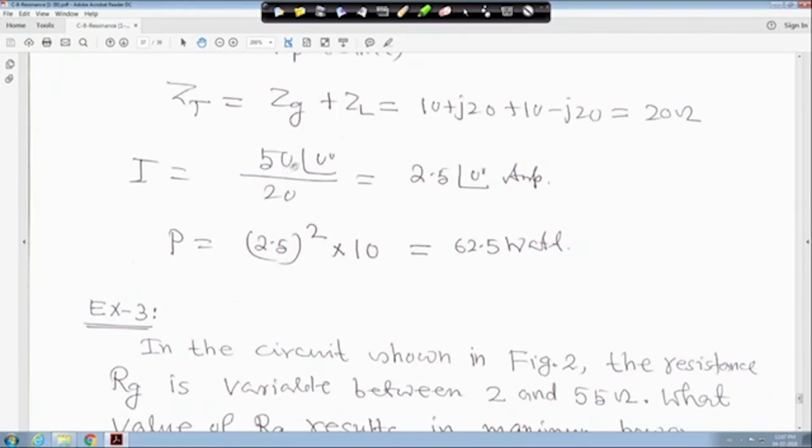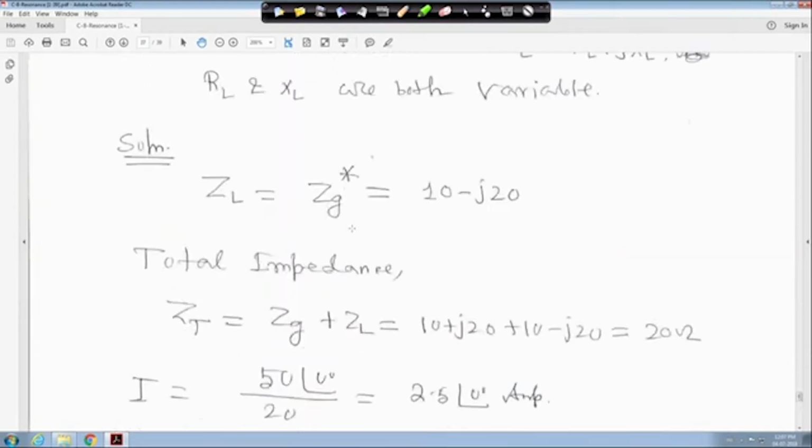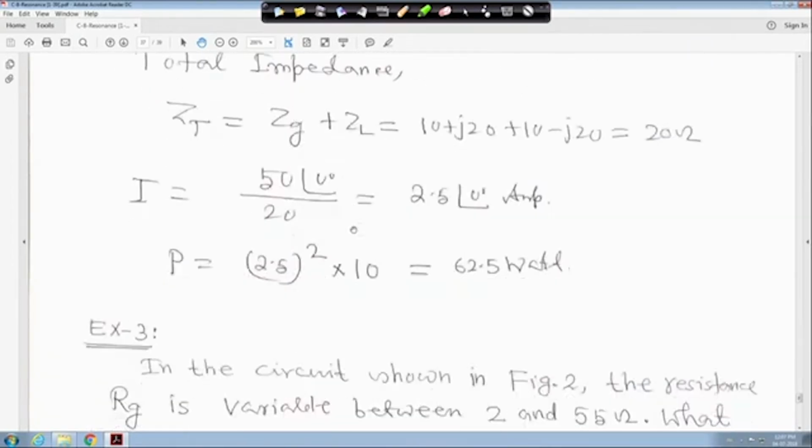Therefore, I will be equal to 50 angle 0 divided by ZT, that is 20 only. So it will be 2.5 angle 0 degree ampere, and P is equal to I squared into R. So I squared is 2.5 squared and R is RL, 10 ohm. So it will be 62.5 watt. So only this condition, if you just keep it in mind, then everything will be found simple, right?